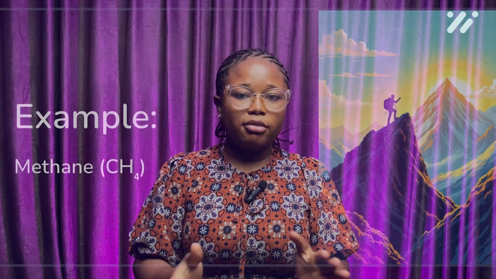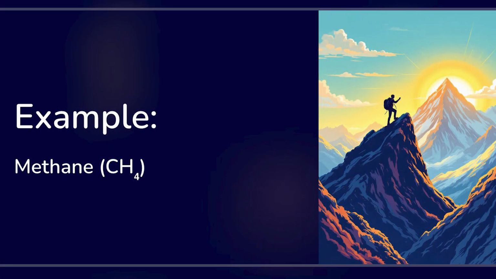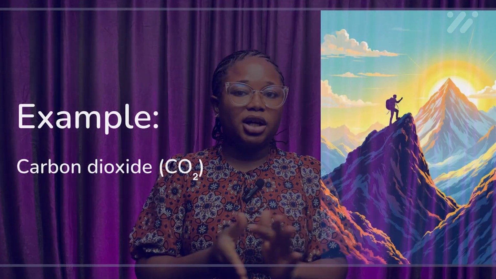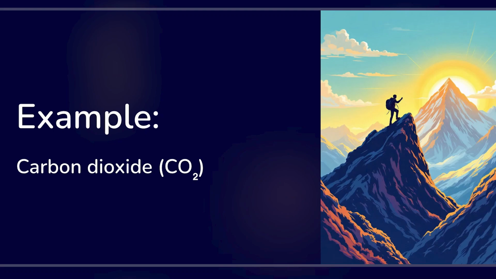For example, methane. Carbon shares one electron with each of four hydrogen atoms, forming a single covalent bond with each, creating methane. We also have carbon dioxide, CO2. Carbon shares two pairs of electrons with each oxygen atom, forming double bonds, resulting in a CO2 molecule.